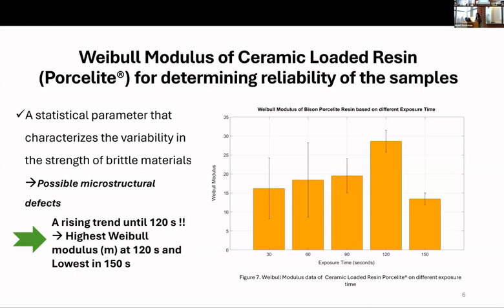But if you have low modulus, it means that you have a greater variability in your strength, so that your tests are not that reliable. As we can see from this plot, there is an increase when we go to 120 seconds, but after that at 150 there's a huge drop. So this again tells us there must be an optimum exposure time to have the highest viable modulus.